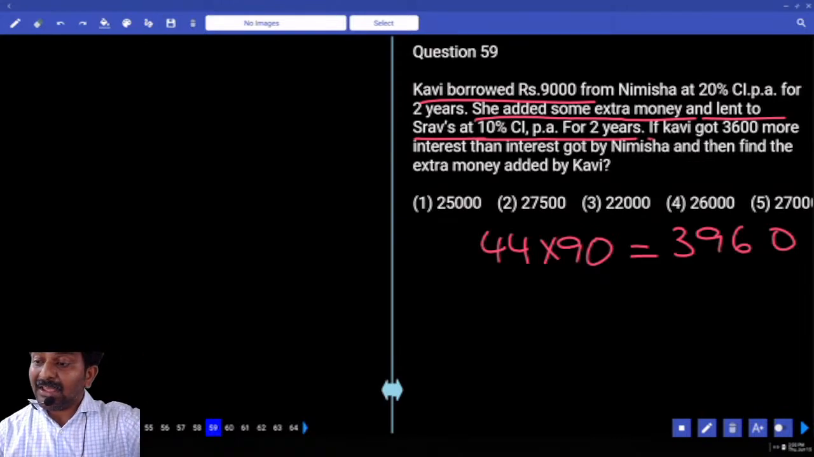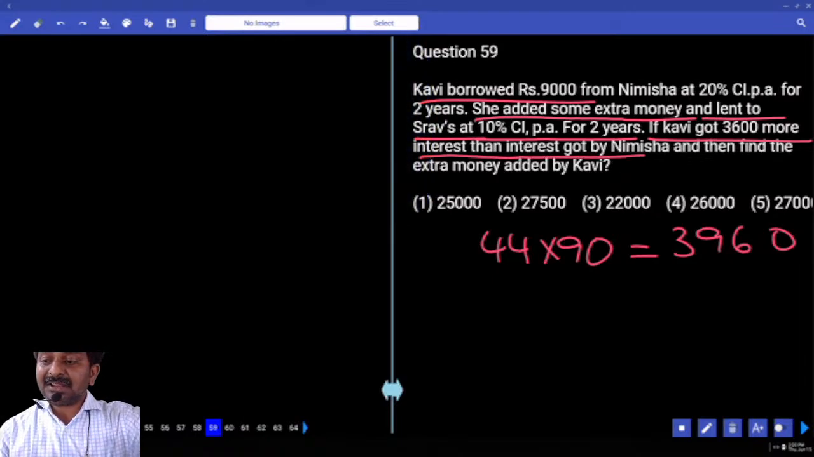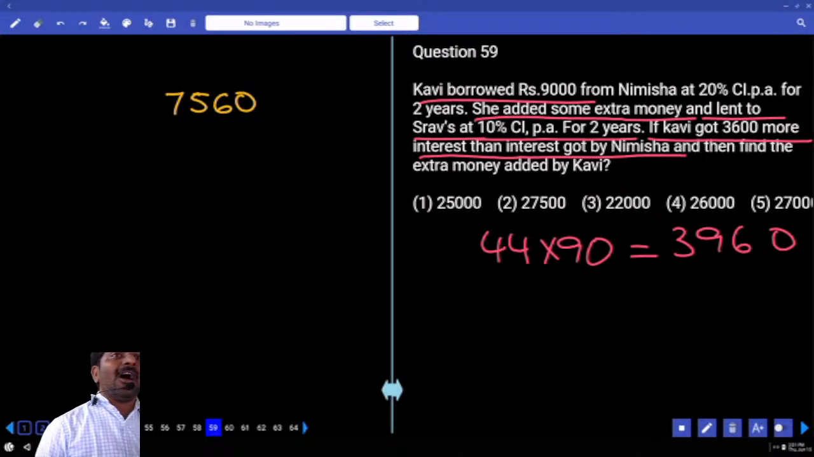21%. If Kavi got 3,600 more interest than interest got by Nimisha. You are Nimisha, right? How much interest you are getting? 3,960. But I am getting 3,600 more than that number. How much is that? 7,560. How much interest I am getting? 7,560. This much interest I am getting from SREEDHAR'S. From SREEDHAR'S, how much interest in terms of percentage I should get?